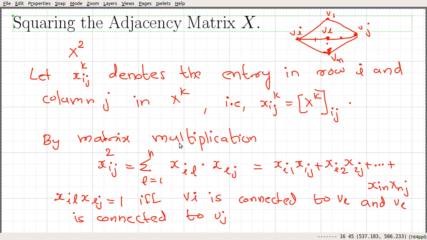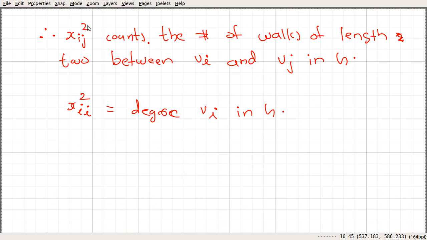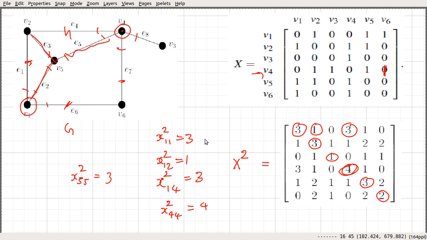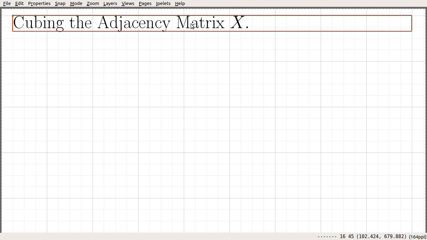So that's all about squaring the adjacency matrix, and let's look at what we can infer from the cubed adjacency matrix. Here, xij² counts the number of walks of length 2 between Vi and Vj in G, and this entry xii² corresponds to the degree of Vi in G. Remember, we are dealing with graphs with no self loops. So let's look at the cubed one, cubing the adjacency matrix.